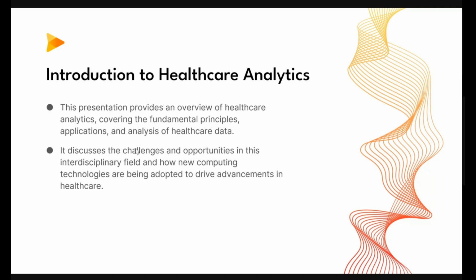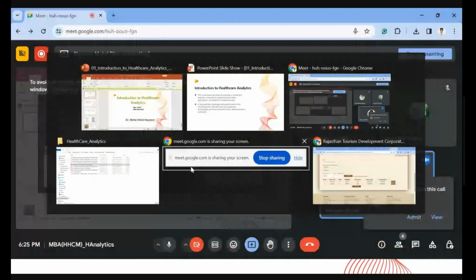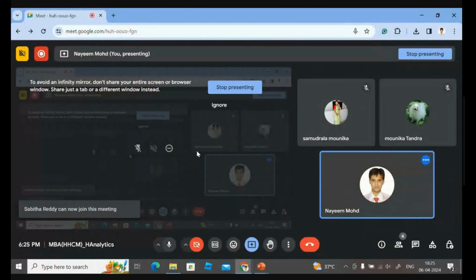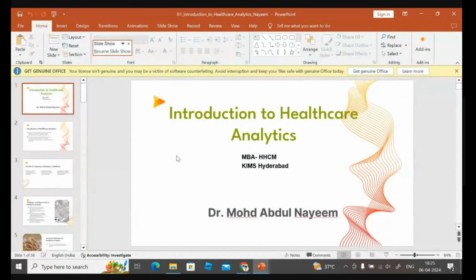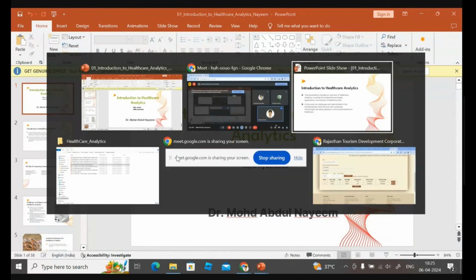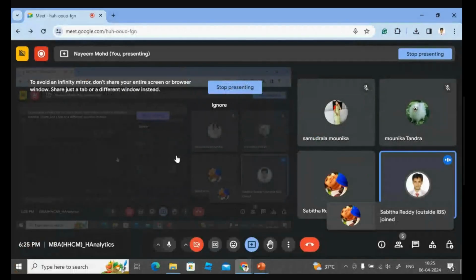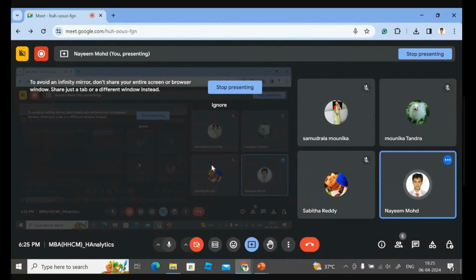Okay, so one more person must have joined. Let me just go back and admit it. Sabita Reddy has joined. Okay, so we were all discussing the same thing. Yeah. Okay, so this we also spoke. I'm just trying to refresh your memory. Somebody else has again joined. Yes. So right now we have four people. So we have Samudrala Monica and Monica Tandra and then Savita Reddy. All of you are welcome once again.